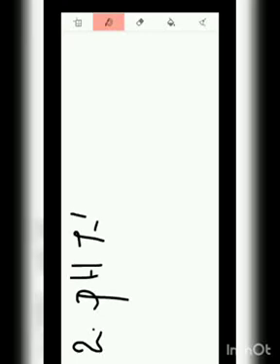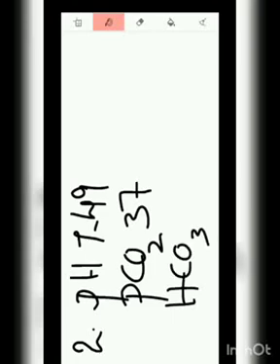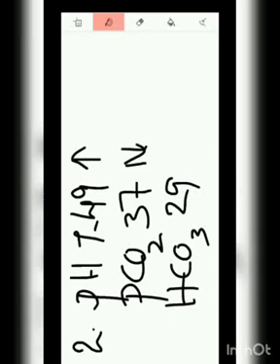The second problem: pH is 7.49. PCO2 is 37. Bicarbonate value is 29. Try to interpret pH as decreased or increased. It is increased. PCO2 is normal. Bicarbonate is increased.